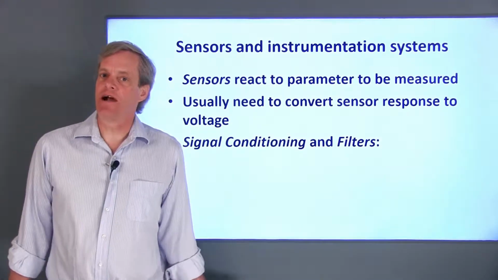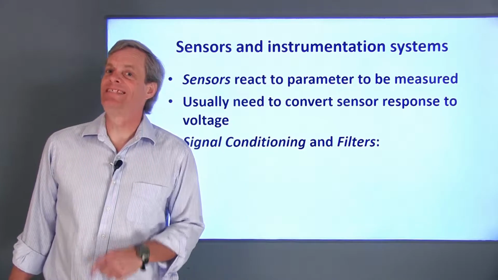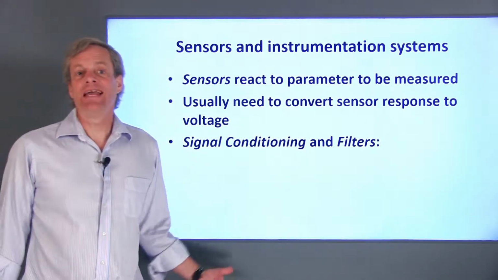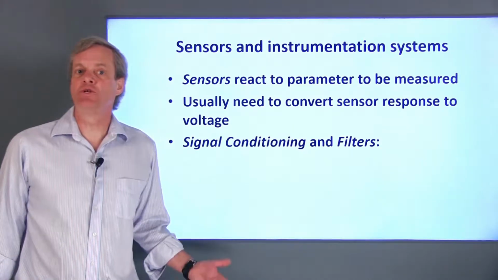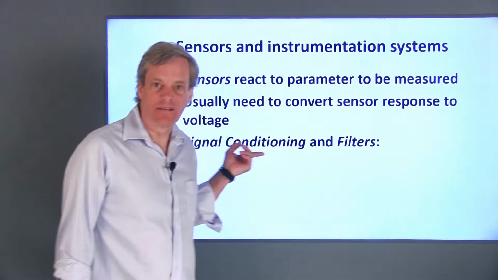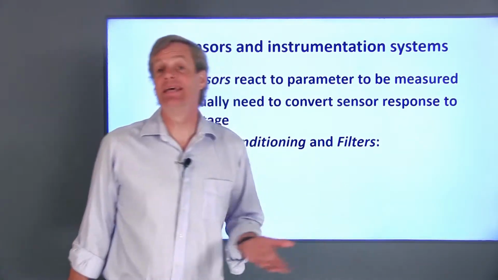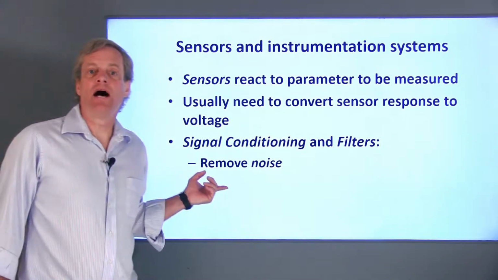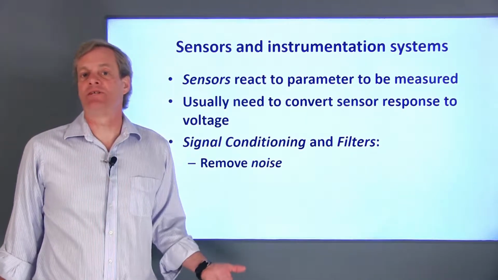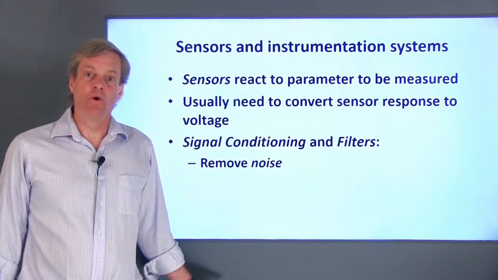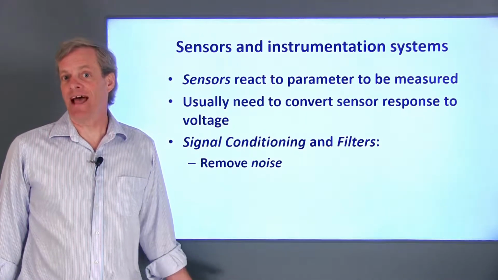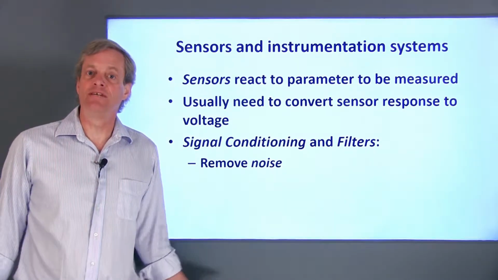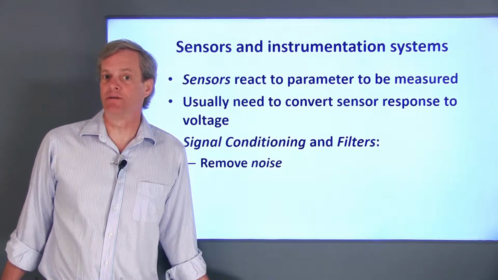Even after the sensor output is converted to a voltage, the data will probably contain undesirable components. Therefore, any instrumentation system will also usually include what is called signal conditioning or filtering in an attempt to rectify these shortcomings. For example, one common problem with any measurement is the presence of noise in the data. Noise is variations in the measurement that have nothing to do with the parameter being measured. One goal of filtering is usually to remove noise from the measurement.